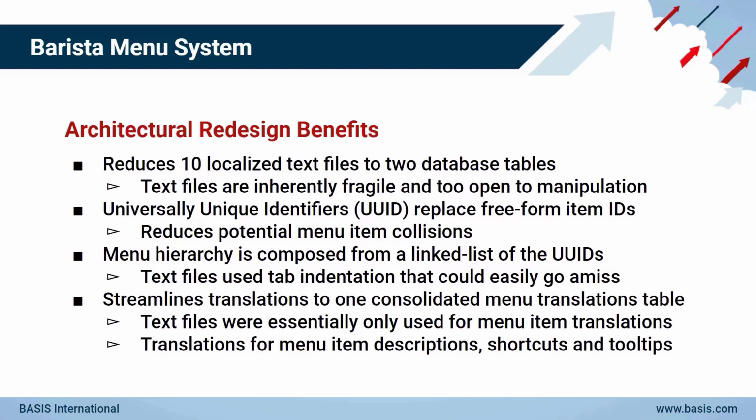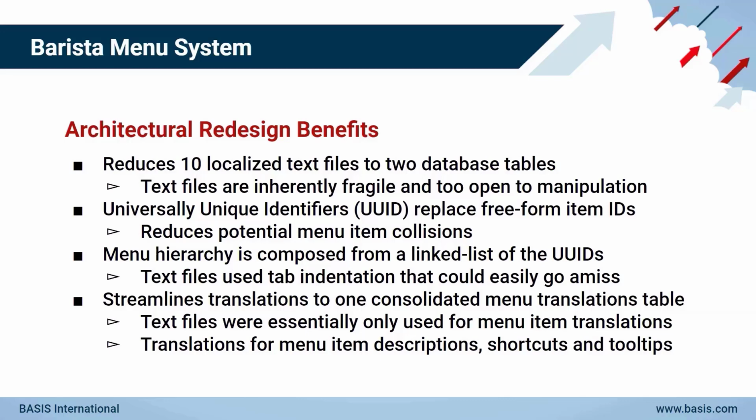Drilling down a bit, the change in the architecture provides several benefits. The old menu system consisted of up to 10 different text files, depending on how many languages your application supported, and now that information resides in just two database tables, one for the item definition proper and the other for the translation of the item descriptions.